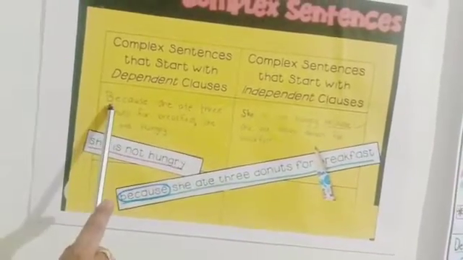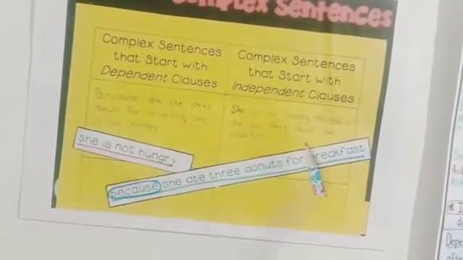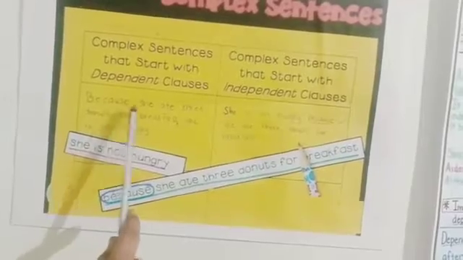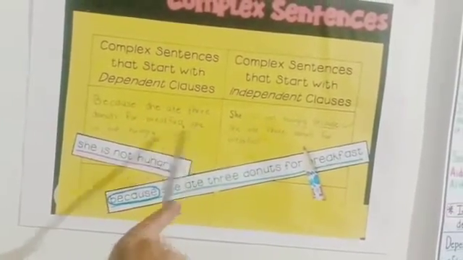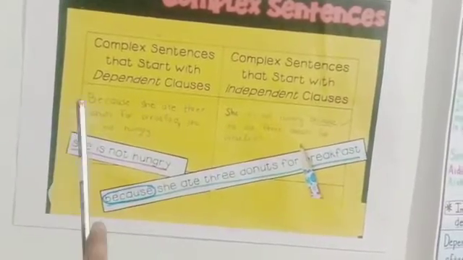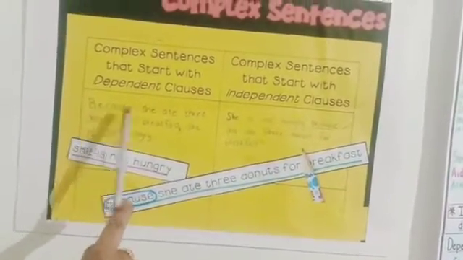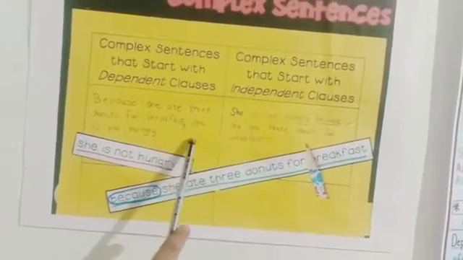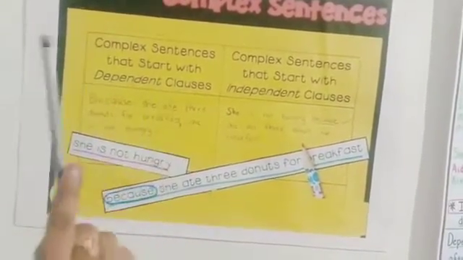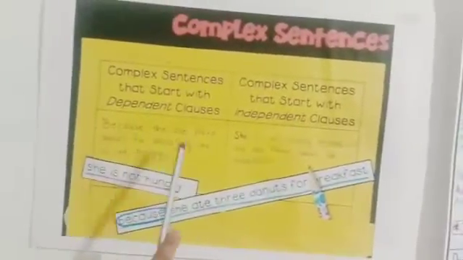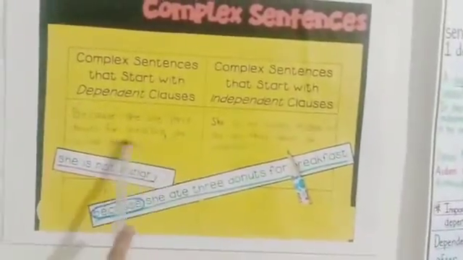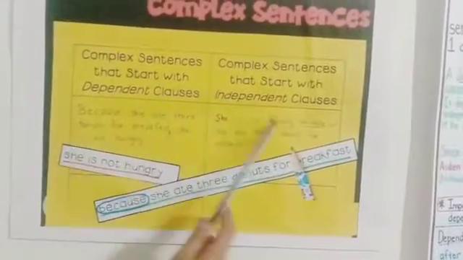I'm starting with a dependent clause. Then there is another rule. Sorry, I will tell you again. Whenever you are starting with a dependent clause, put a comma, then add the independent clause. That means starting with a dependent clause, comma, then a meaningful sentence again. Okay, so these are the two structures.